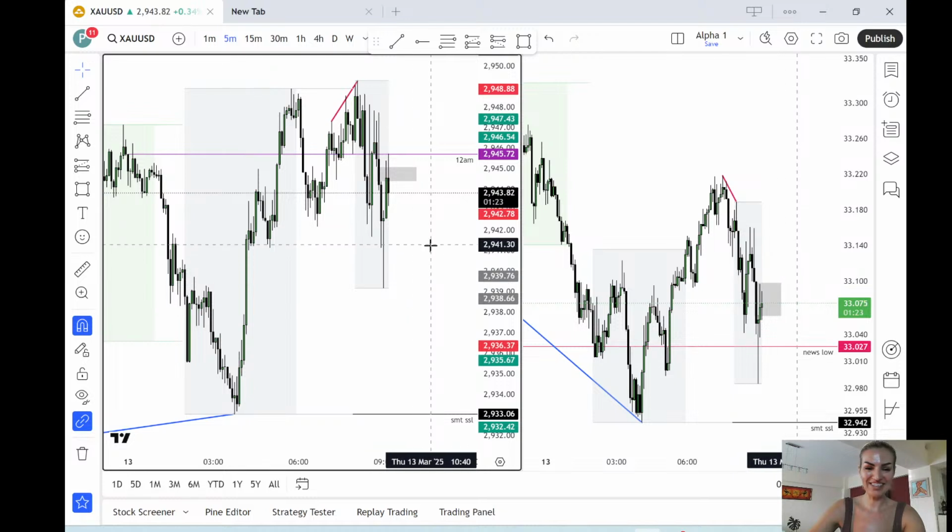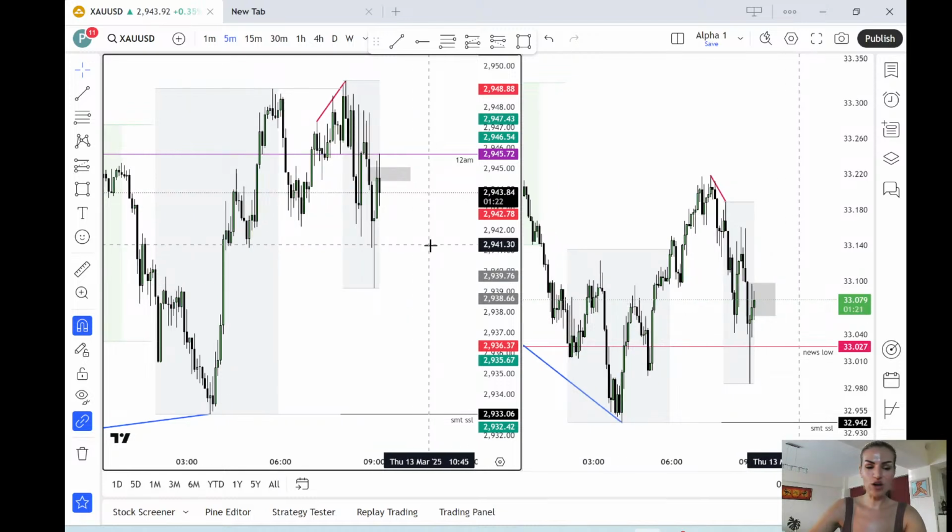Okay, so here's what I see. I wouldn't be really thinking about going long before thinking about price actually wanting to take some sell side before possibly continuing to go long.